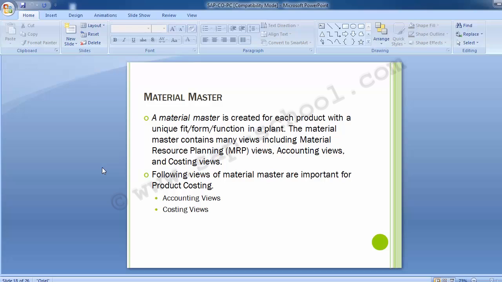In a Material Master, if you have ever seen, there are multiple views which have to be maintained, like basic data, sales related data, accounting views, costing views, sales views, then MRP views. A lot of different views have to be maintained. So in that, for product costing, the accounting and the costing views are important, which need to be maintained in the Material Master data.